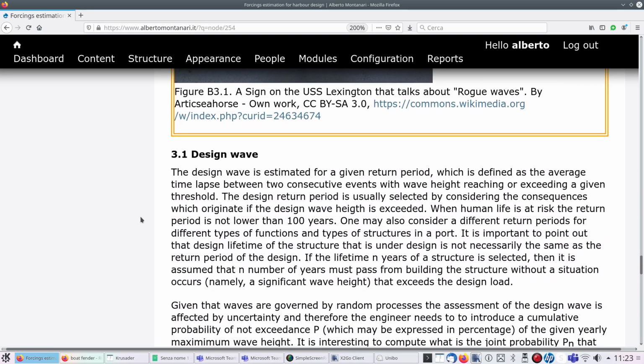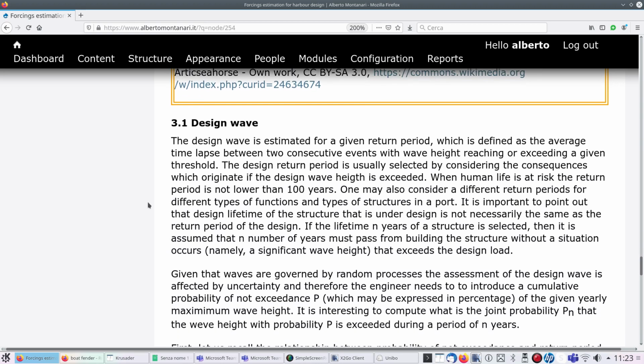Okay, now it is interesting to discuss the design wave that we have to adopt in a port. And I would like to make a consideration on the return period. You already know these concepts. You already know how to estimate the design wave for a given return period. But I want to make sure that you manage these concepts in a very firm way. I want to make sure that you know well what the return period is, what probability is, etc.